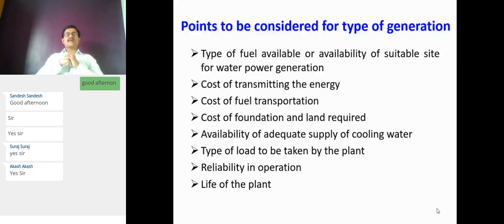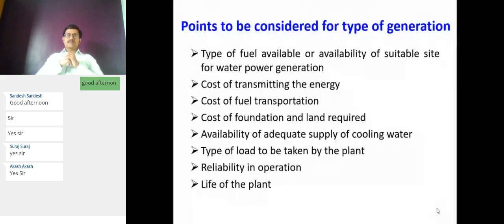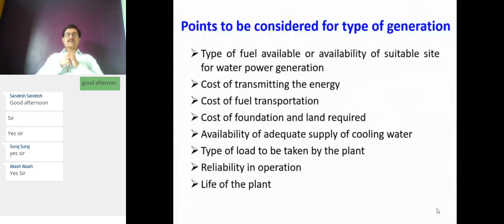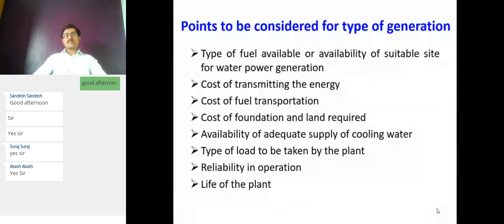Cost of foundation and the land required. That is really a major concern as far as the hydroelectric power plant is concerned. It cannot be installed anywhere. You need to find an appropriate site, and then based upon your study and your report, you may recommend, yes, this site is suitable for the hydropower plant. And normally the cost of foundation and the cost of installation of the dam is very high. So the cost of foundation for the hydroelectric plant is very high.